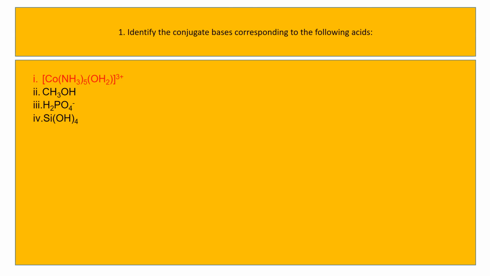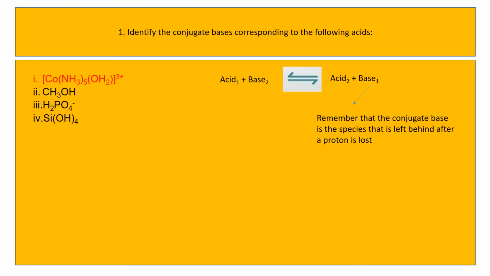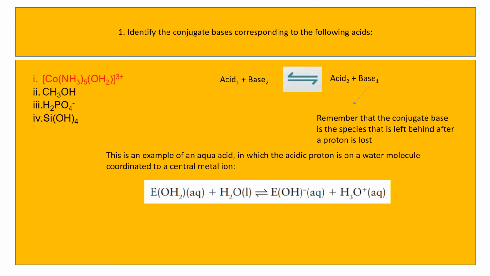So question number 1 asked us to identify the conjugate base which corresponds to the following acids. So this one here, we remember that we're trying to identify the conjugate base. So this is the species that's left behind after the proton is lost. The first example is an example of an aqua acid. So the proton is lost from a water molecule, which is coordinated to a central metal ion. So you can write out the equation, and the conjugate base there is shown in red.